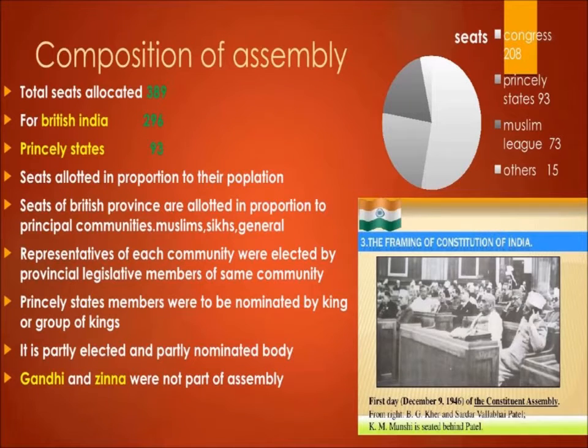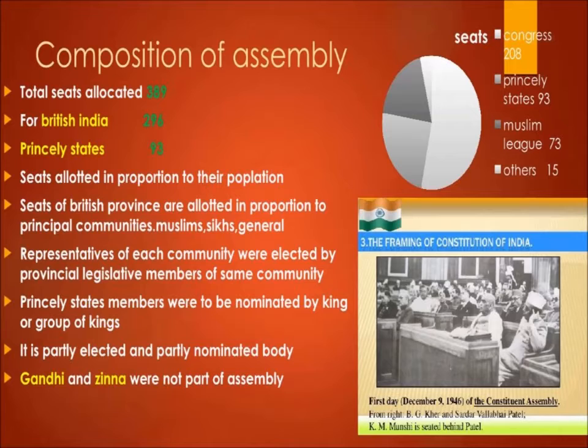Let us understand the composition of the assembly in a detailed way. There were a total of 389 seats allotted, and out of 389, 296 seats were for British India and 93 were for princely states. And we have discussed that seats were allotted in proportion to population.